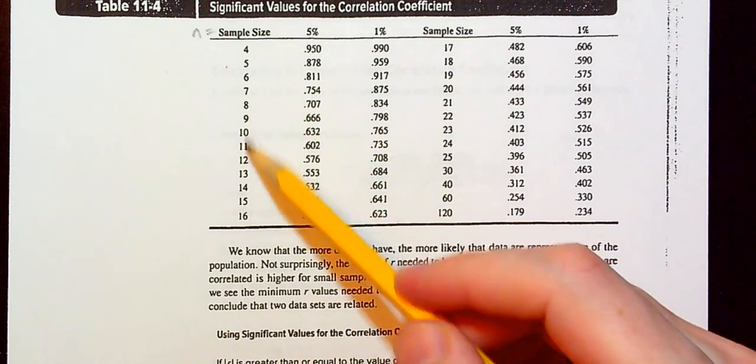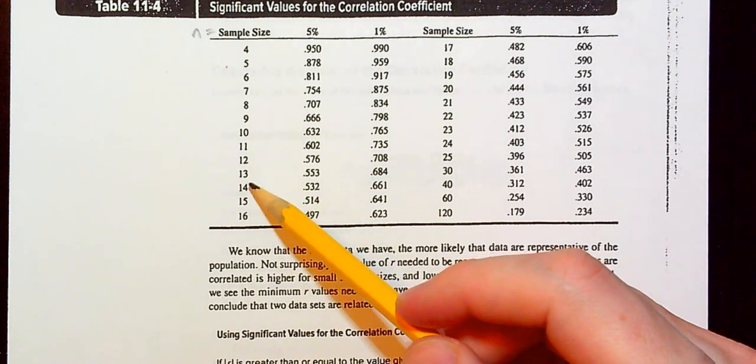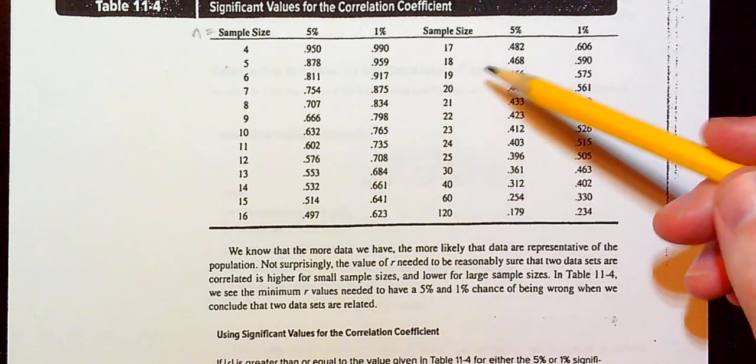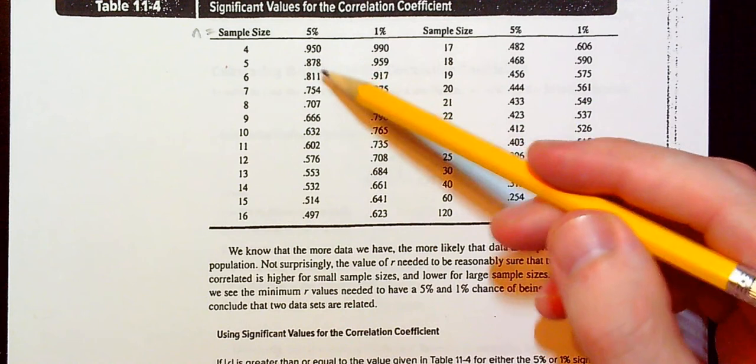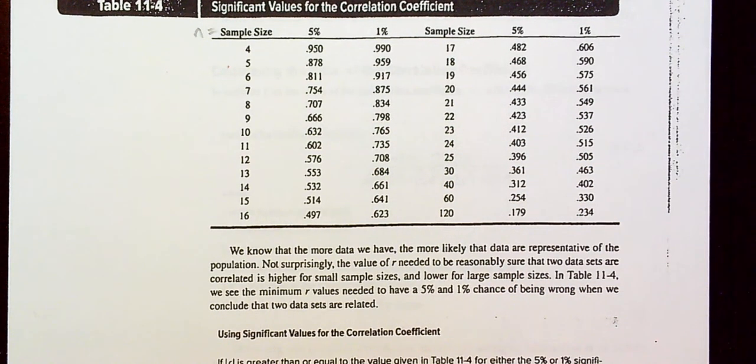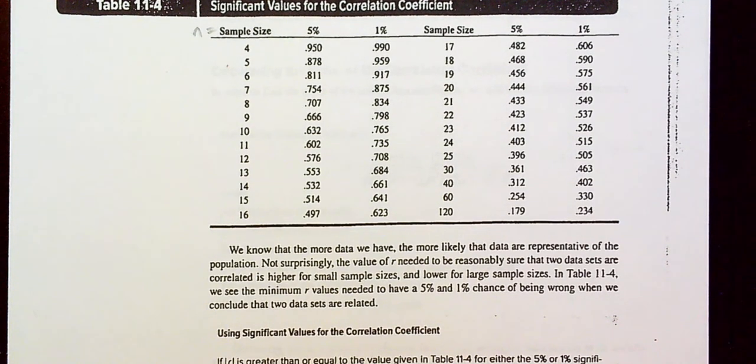And we see that based on what sample size you have, as you add more guys into your sample, the numbers in this 5% and 1% columns go down. So here's where we're tying this chart into when we can be reasonably sure that there is indeed a linear relationship between x and y.